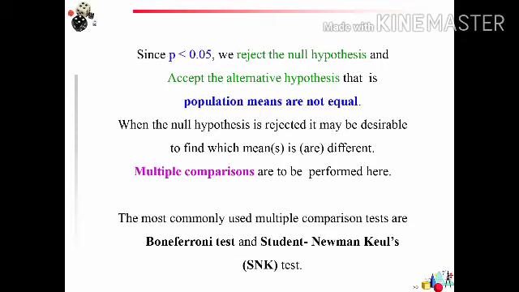When the null hypothesis is rejected, it may be desirable to find which means are different. That is, we do not know which pair of groups shows a significant difference. For that, we do multiple comparison tests. The most commonly used multiple comparison tests are the Bonferroni test and the SNK test.